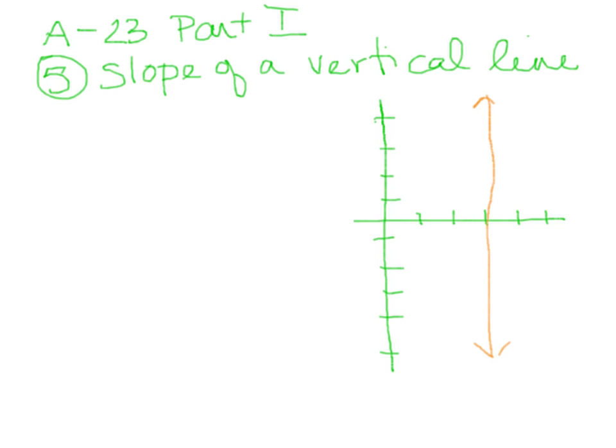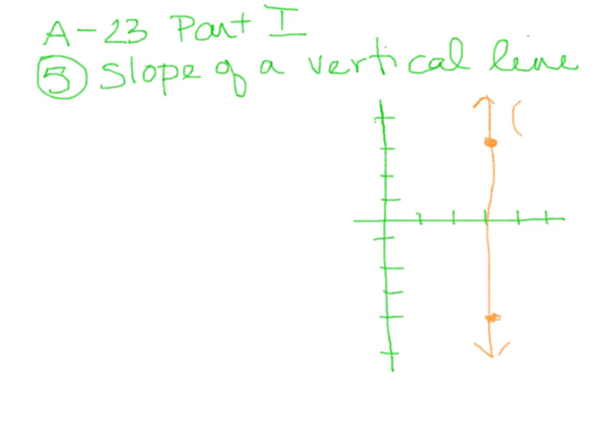Alright, so now I'm going to do assignment 23, part 1, number 5. So I'm going to find the slope of a vertical line. So I've drawn this beautiful vertical line right here. And now I'm going to choose 2 points on it. Anytime I need to find a slope, I need 2 points. So I'm just going to choose those 2 points.